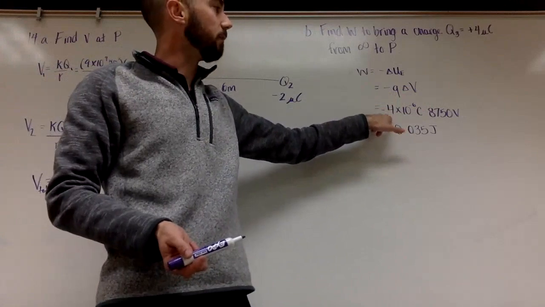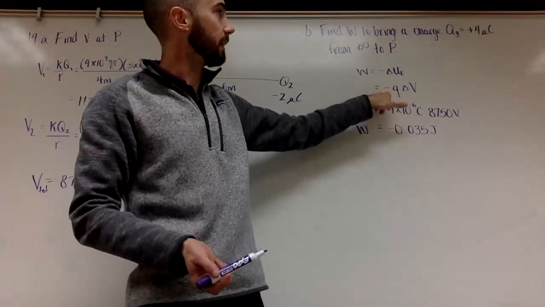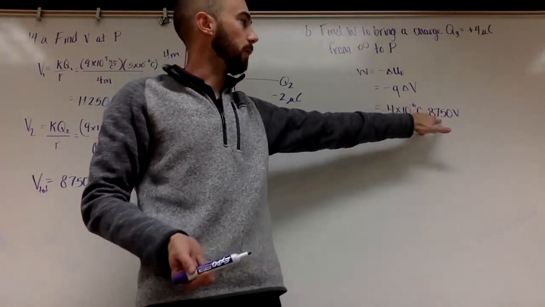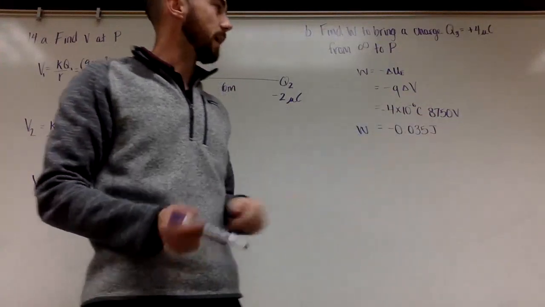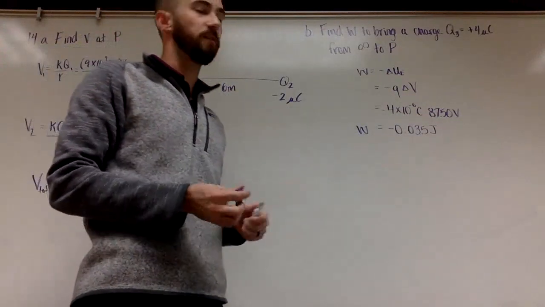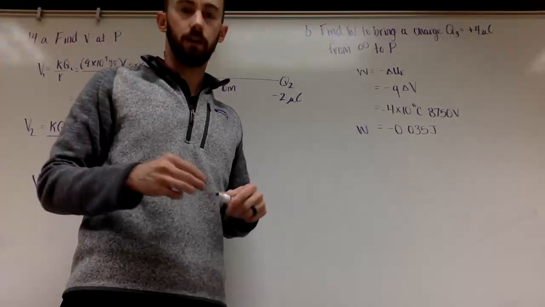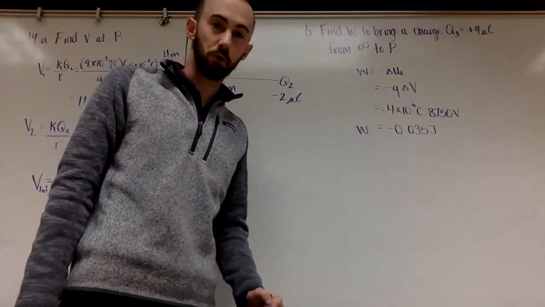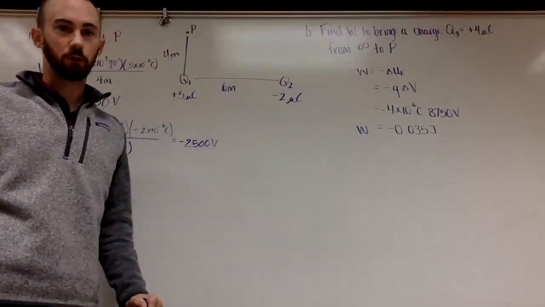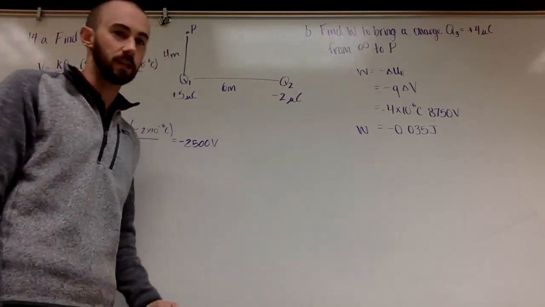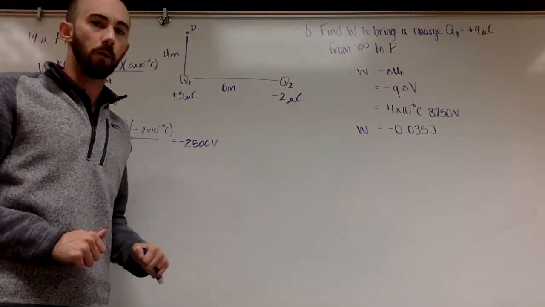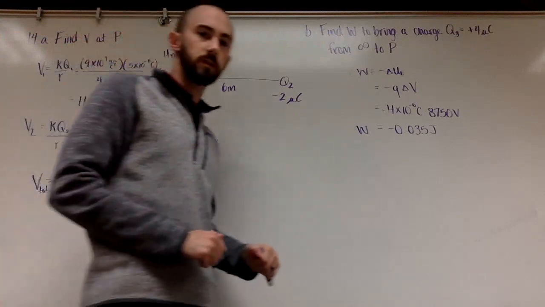So we take negative 4 times 10 to the 6 coulombs. That negative's from there, not from the charge. We multiply it by the voltage at the end, and we end up with 0.035 joules of work done. So this would be by an external force, not by the electric field, because we're going against the direction the electric field wants to go. We got one more problem we're going to try out, and we'll be done with notes after that.